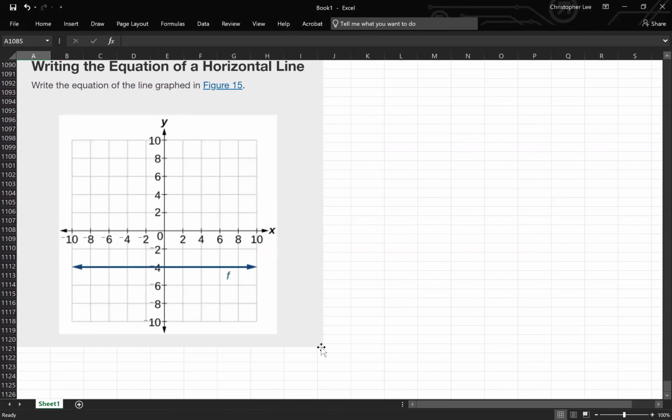So next we want to write an equation for a horizontal line. What's this equation?